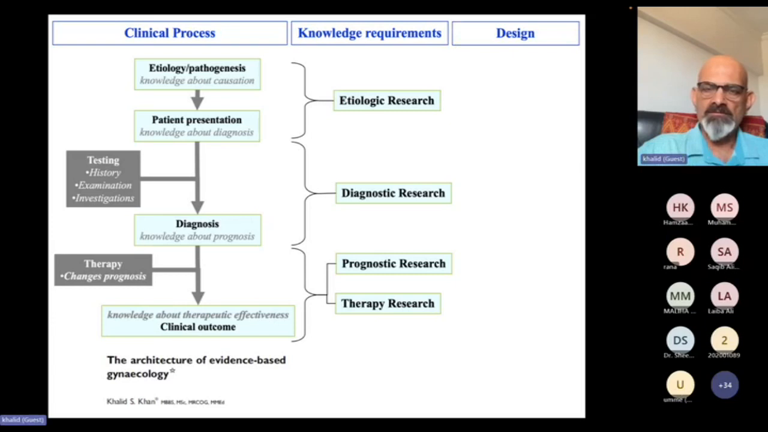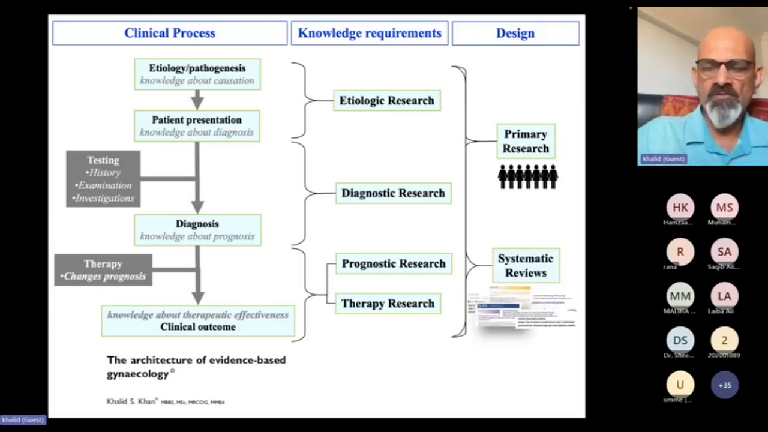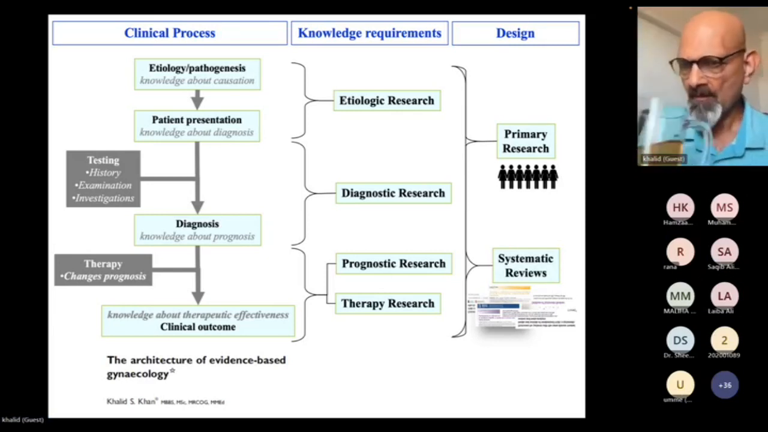And these research needs can be met through primary research, whereby we collect data directly from patients, or systematic reviews where data are collected from published papers.